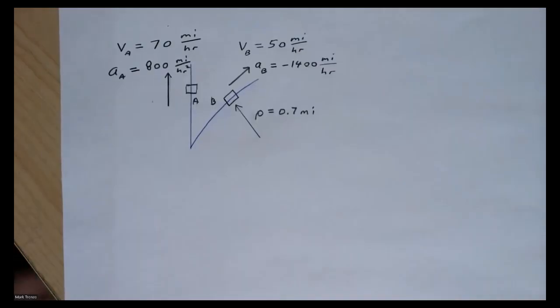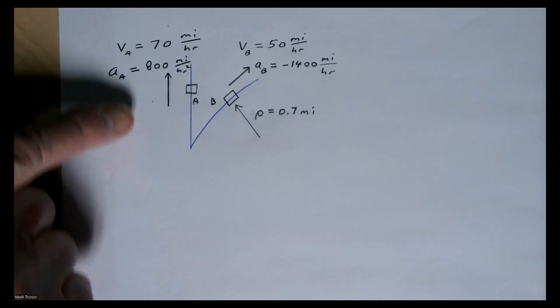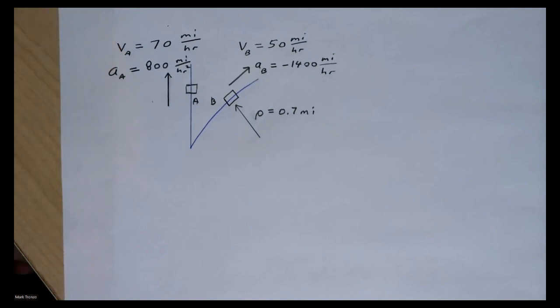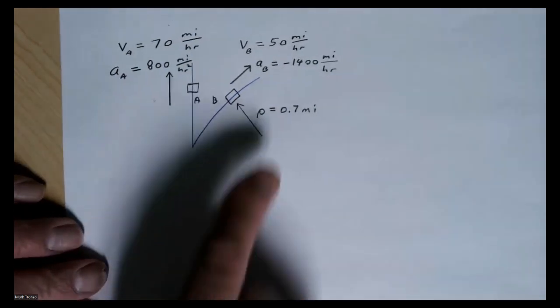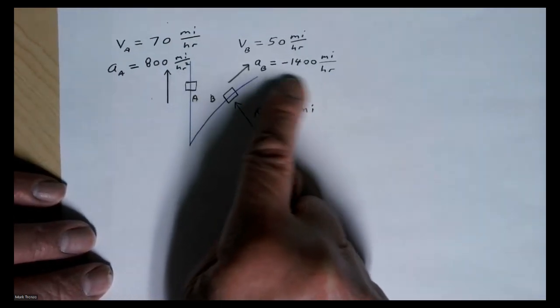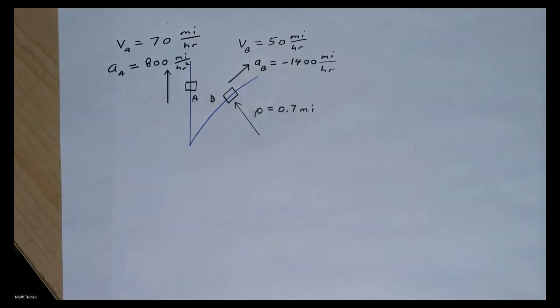So we have this situation here. A is going this way at 70 miles per hour and accelerating at 800 miles per hour squared. And then B is moving this direction at 50 miles per hour and decelerating. So we'll have to put negative for its acceleration. It's decelerating at 1400 miles per hour squared. So let's take a look at this.